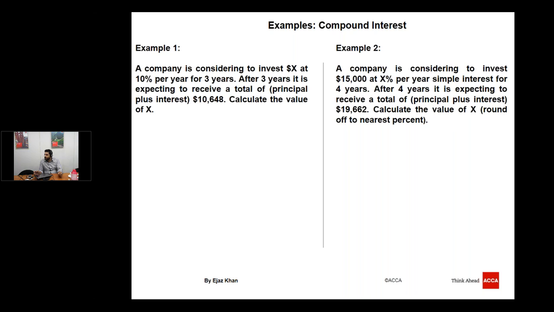So there are two questions right on your screen. Just go ahead and solve both questions.